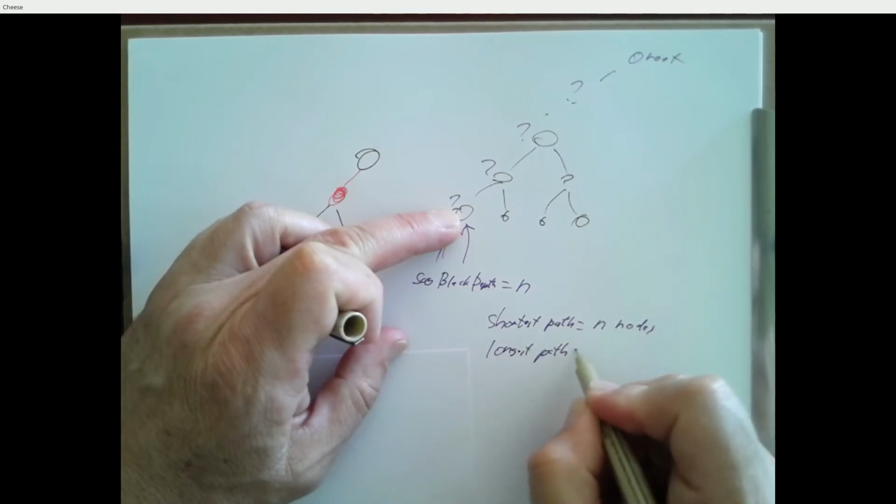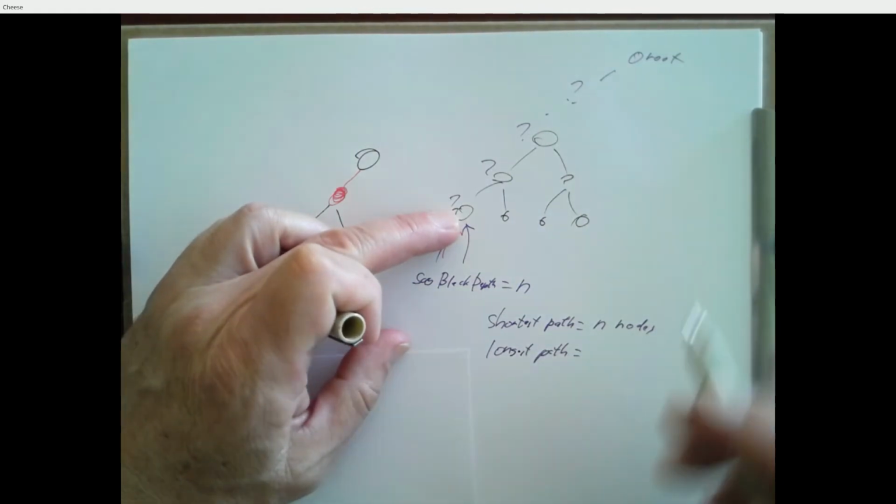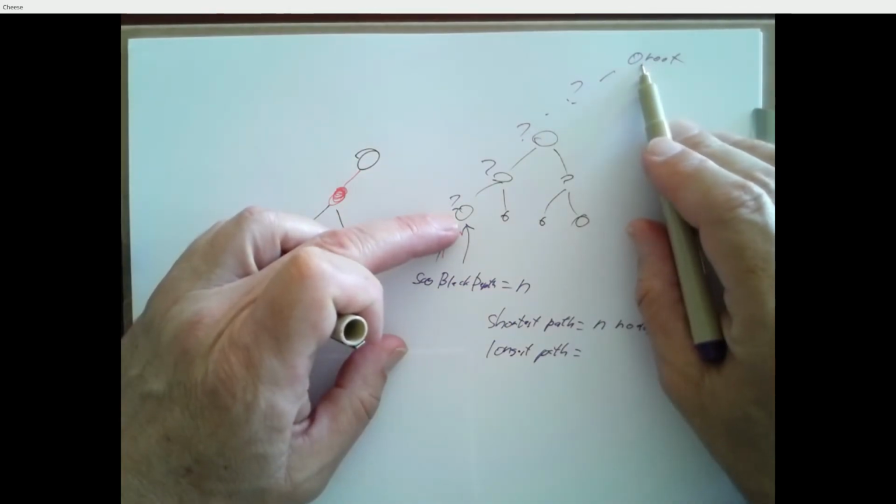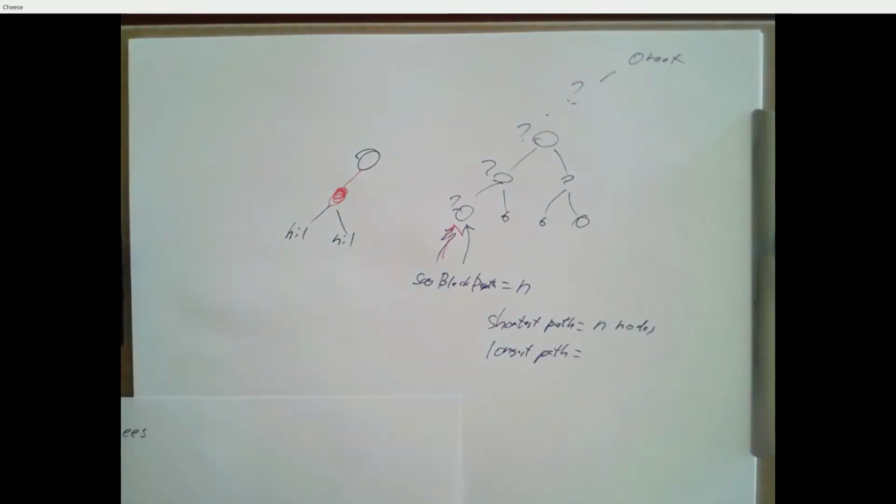Here's the more interesting part. What's the longest possible path from the root to a node whose black depth is n? 2n. Why? Because you alternate red and black. Because you've got to alternate. So this is going to turn out to be 2n. And the reason is, we know the root is black.